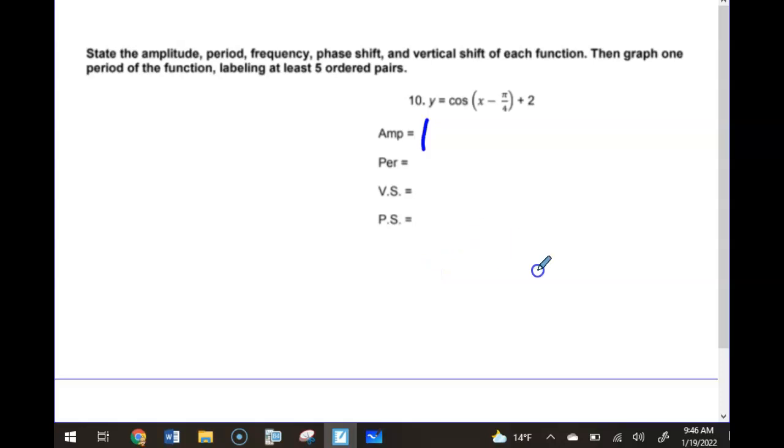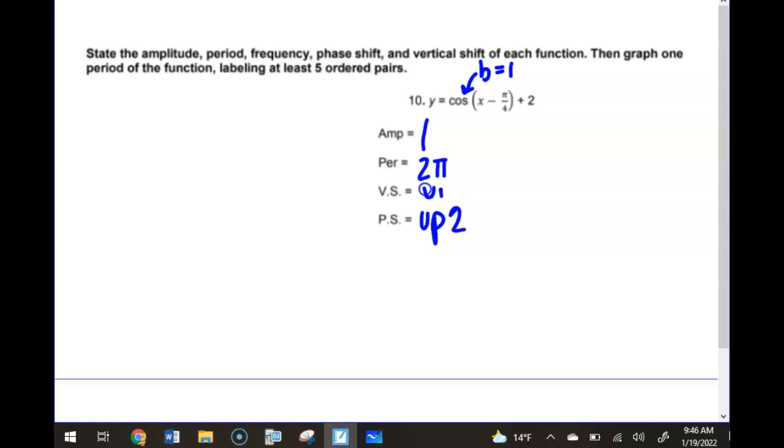Say that again. There's nothing in here, so the B is 1, so the period is, there we go, 2 pi, good job. Does it have a vertical shift and or phase shift? Riley, can you tell me one or the other? Good job.